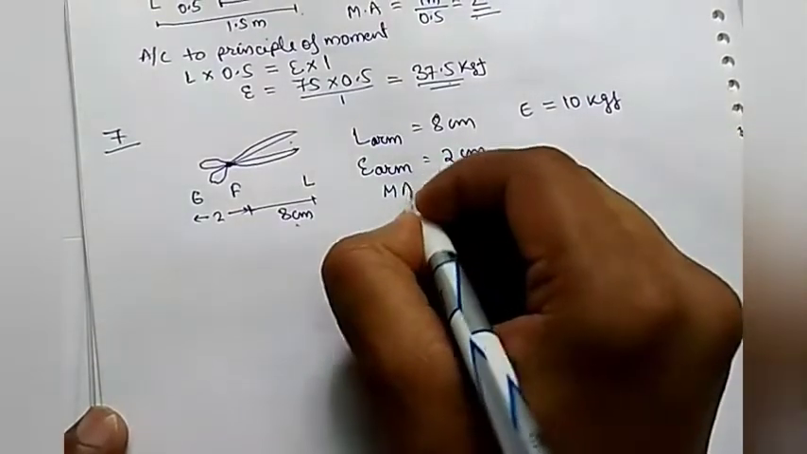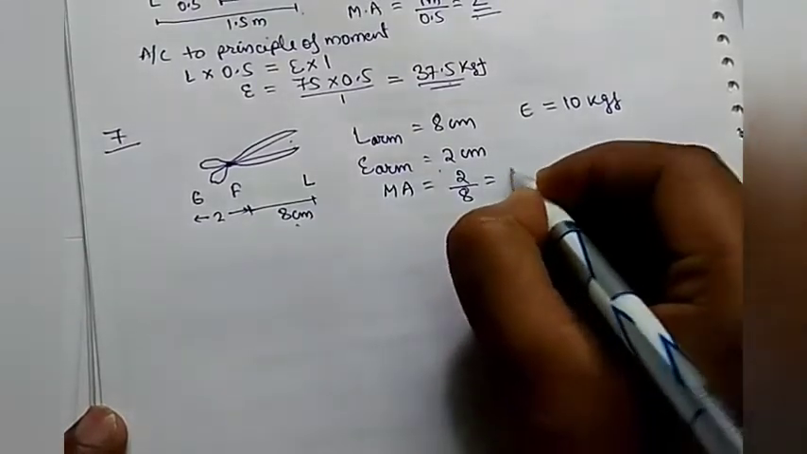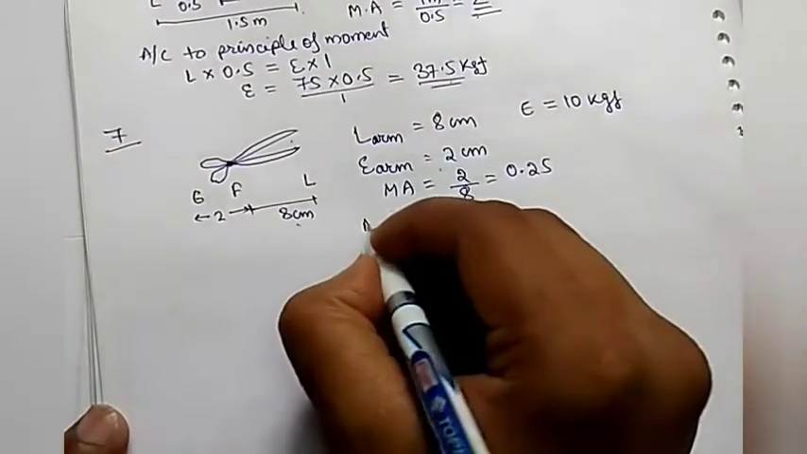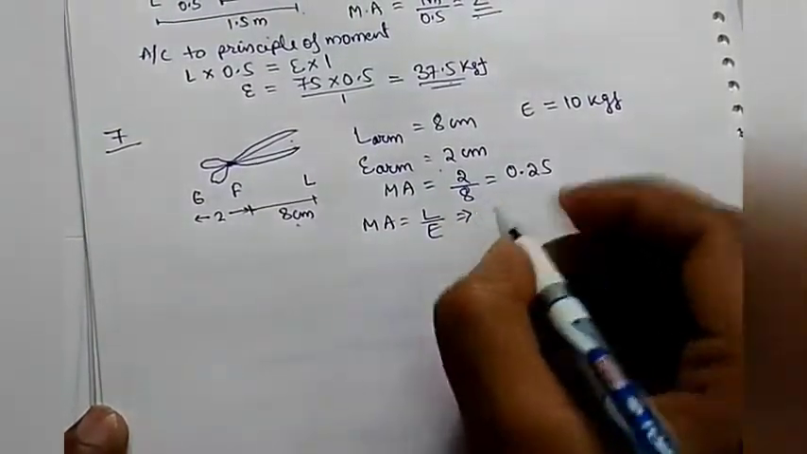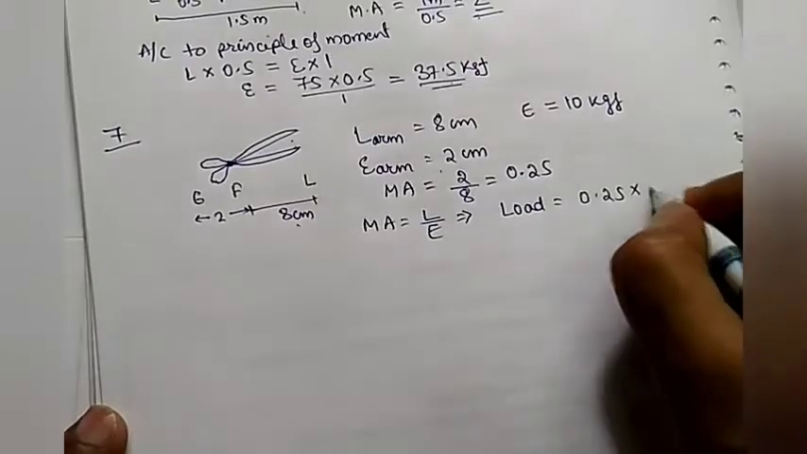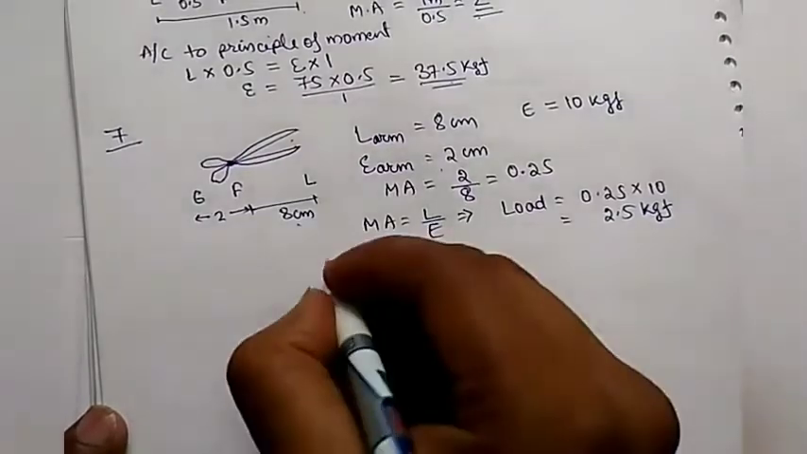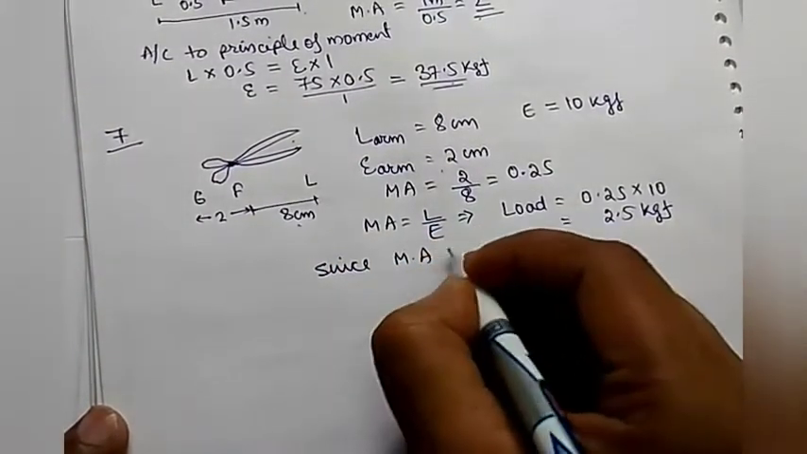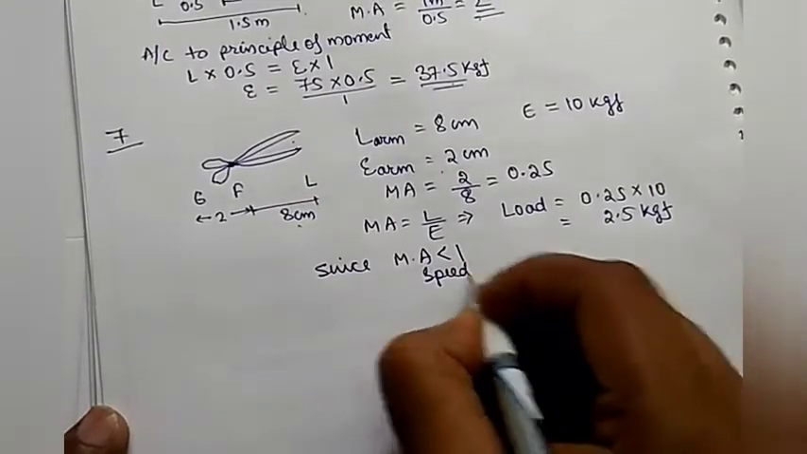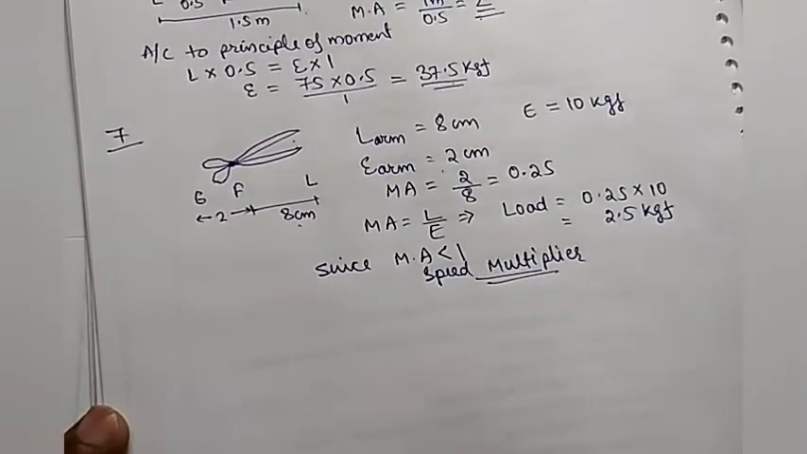So the mechanical advantage is equal to effort arm by load arm, that is 2 by 8. It is coming 0.25. Okay, the mechanical advantage is 0.25. So mechanical advantage is equal to load by effort. Load we have to find. So load is equal to mechanical advantage into effort. Effort is 10 kgf. So it is coming 2.5 kgf. Since the mechanical advantage is less than 1, it is acting as a speed multiplier.